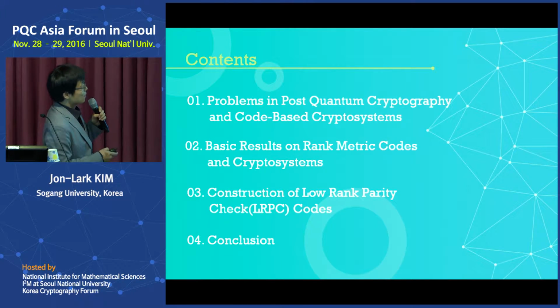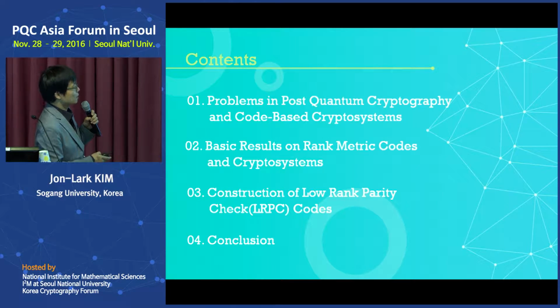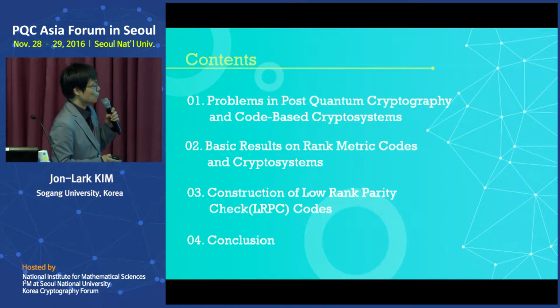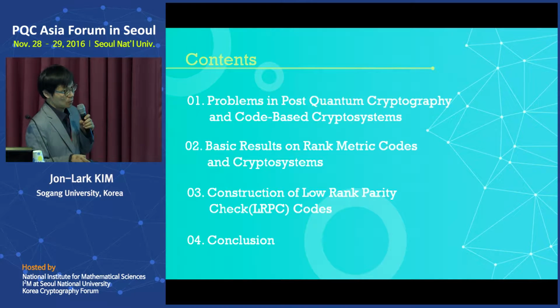I'm going to talk about main problems in post-quantum cryptography and code-based cryptosystems, and also then what the rank metric codes are, and what the corresponding code cryptosystem based on rank metric codes is. And then the important thing is to construct low rank parity check codes. So I'm going to explain it a little bit more.